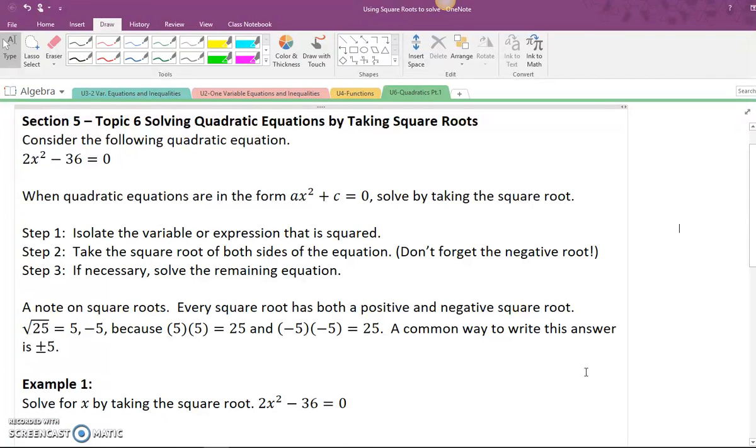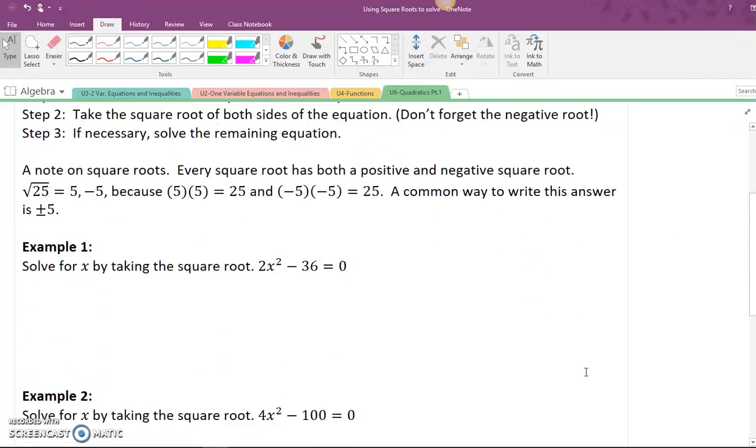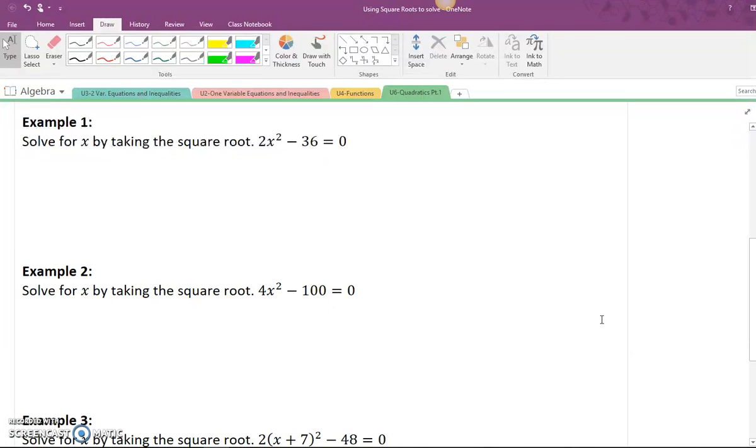Okay students, so let's take a look at example 1 down here. Again, we have 2x squared minus 36 equals 0. So the first thing we want to do is isolate this x squared term. So to do that, as always, I'm going to add 36 first. Always do the inverse operation to solve equations.